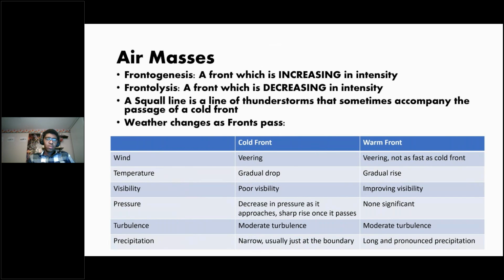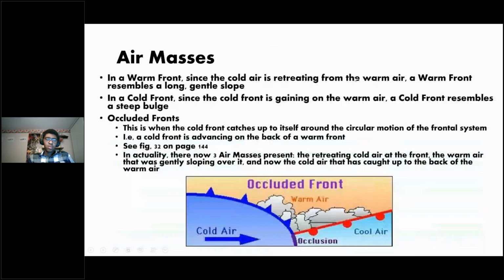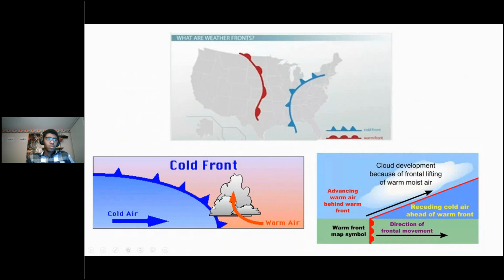Precipitation in a cold front will be narrow, and it'll usually just be at the boundary, so right at the front. And again, that'll be the types of squall lines you'll see, right? So if we look at the cold front here, it'll just be at the boundary, right? Because you have this very pronounced change, this big bulge that's coming in.